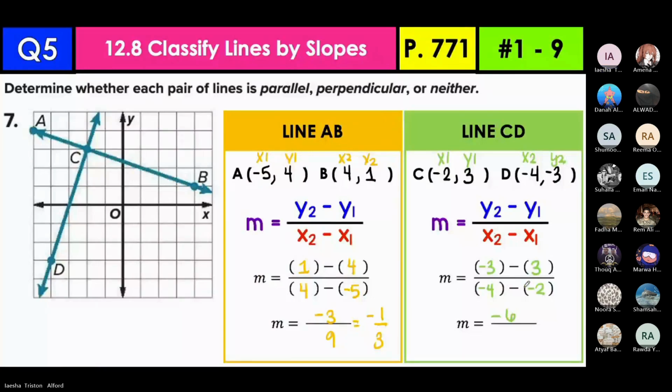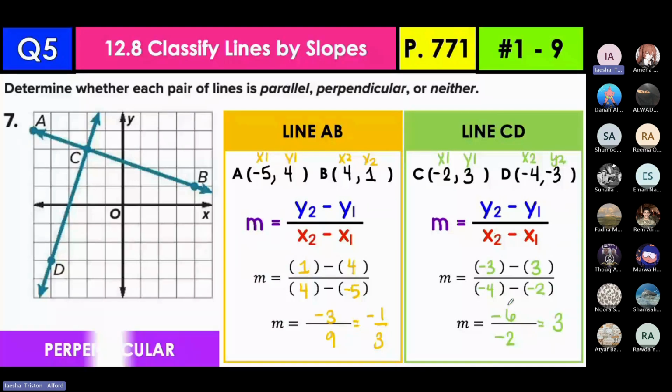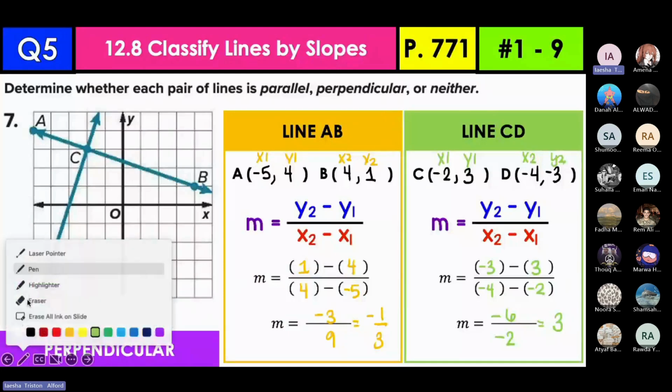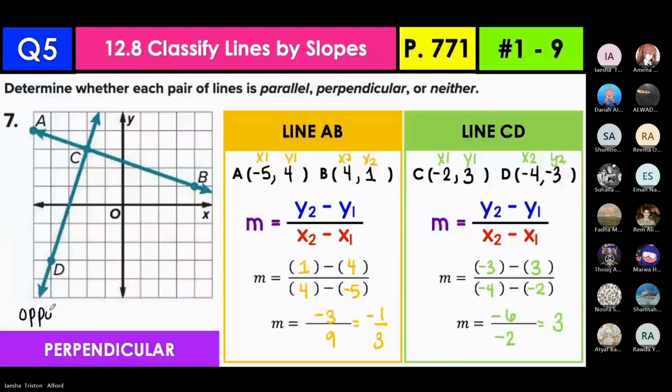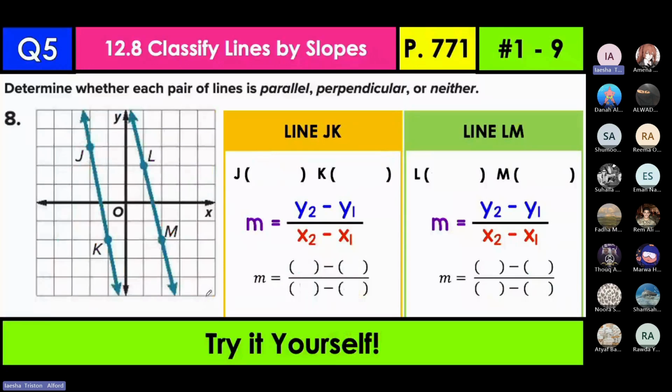So this one, -6 over -2. So +3. So correct, perpendicular. How do you know it's perpendicular? It is opposite sign and flipped fraction. So that's it. Number 8, I think you can do it yourself.